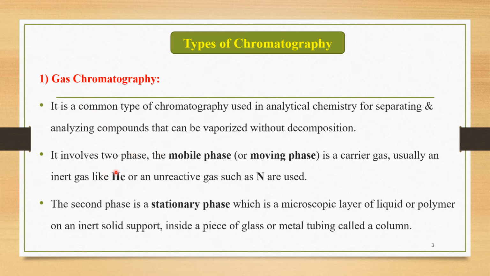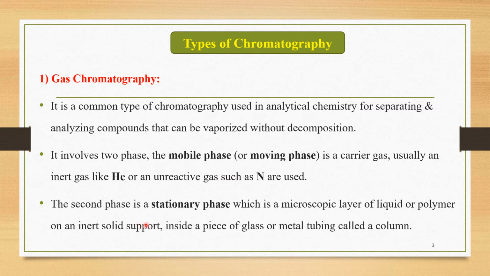It involves two phases. The mobile phase, which may be called the moving phase, is a carrier gas, usually an inert gas like helium or an unreactive gas such as nitrogen. This chromatography consists of two phases, among which the first is the mobile phase or moving phase, which is nothing but a carrier gas. Commonly, inert gases like helium are used, or some unreactive gases such as nitrogen are also used.